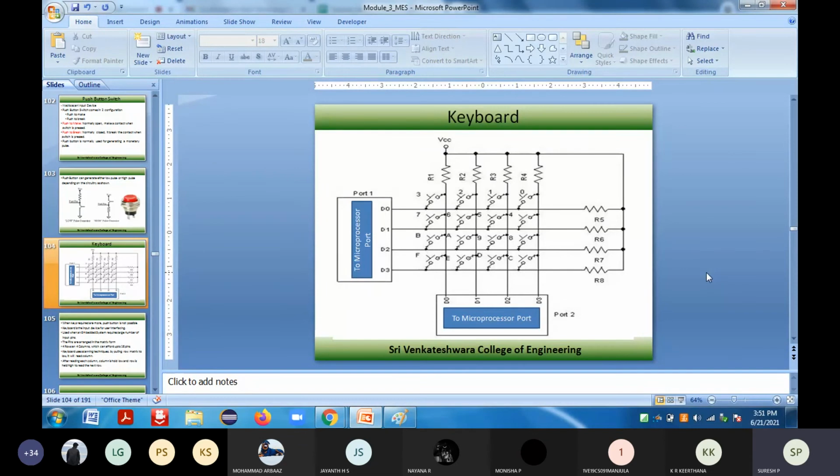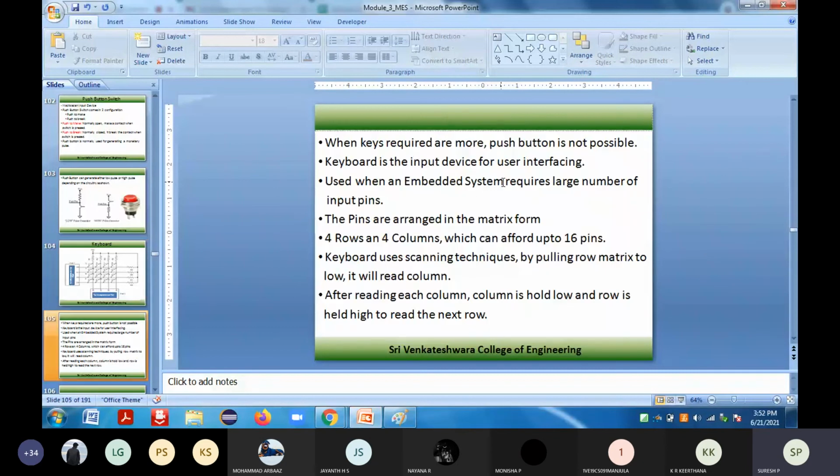Keyboard, which will be scanned. It will have a total of 16 switches. Depending upon the 16 switches, you are going to make use of that particular board and communicate depending upon the keys which have been pressed. Okay, so you can see here that it will be arranged in matrix form. The column is held low and the row is held high to read the next row.